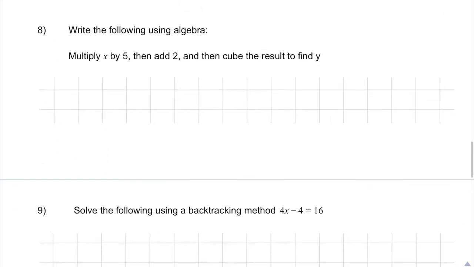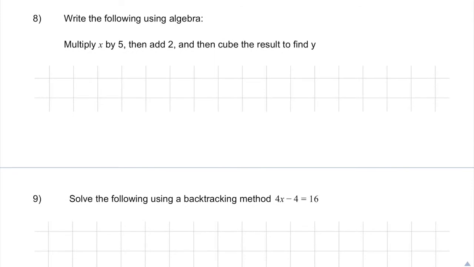On to question 8, so write the following using algebra. So we're taking x and we're multiplying it by 5, so that's 5x. Remember, the number must go in front of the letter, so that's the coefficient. We're then adding 2, so add 2. And then it says to cube the result. Now, when you hear terms like that, that means we need to put this in brackets and we need to cube it. And to cube it means to the power of 3. And that gives the result of y. And we usually put the y in front, so y equals that.